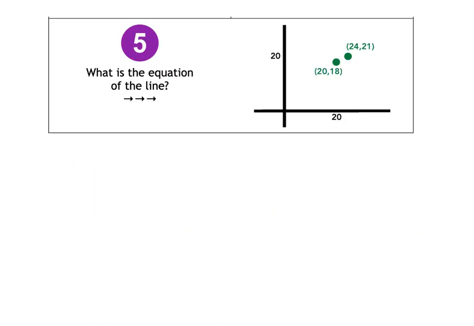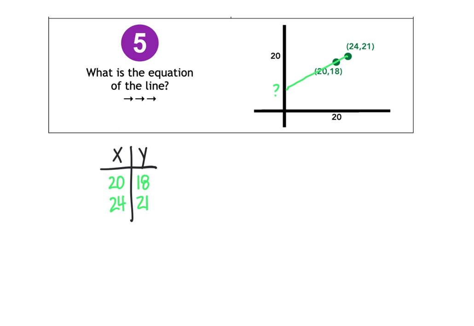Question number 5 asks us to determine the equation of the line. We won't be able to use a grid for this question because we won't be able to find the exact value where the line, if we extended it, would cross or meet the y-axis. So let's put it in a table instead. If we set up our table with our x's and y's, we'll have 20 and 18 as one of our points, and 24 and 21 as our second point.